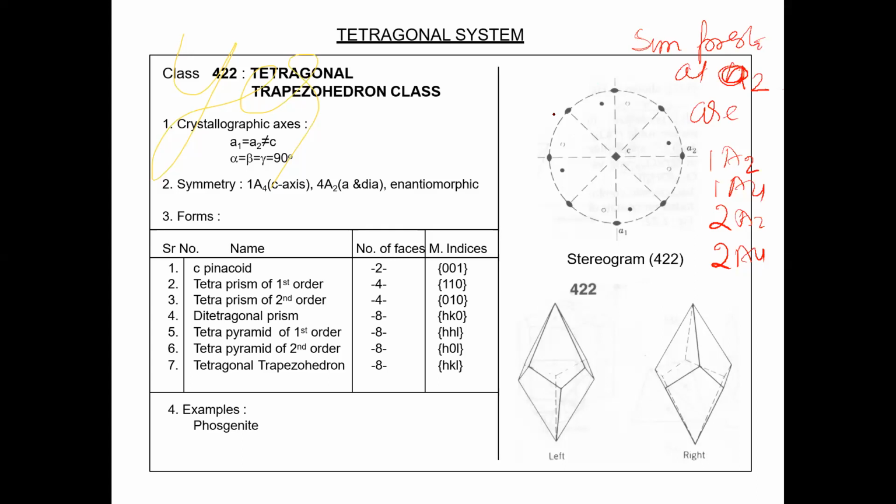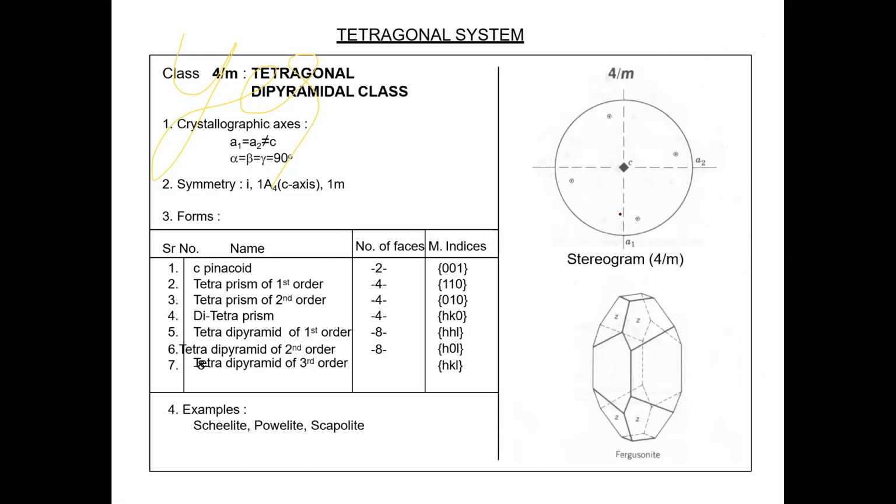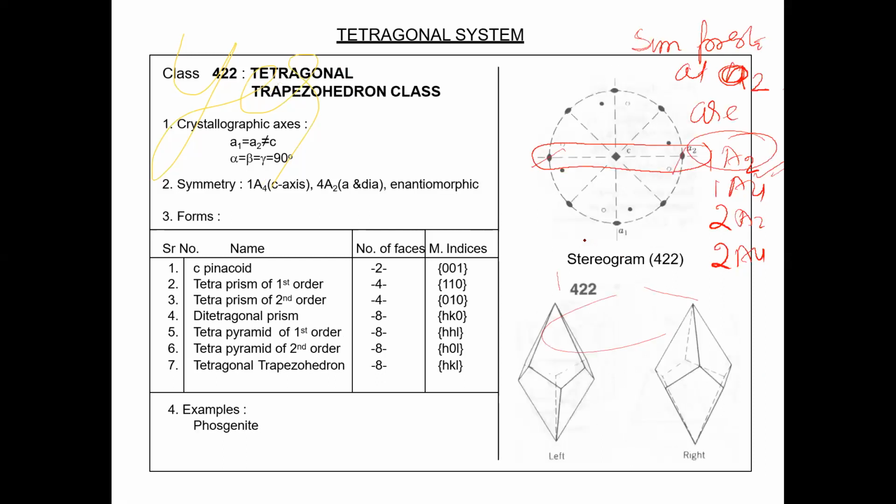What will be the answer? Only Upasana has given the answer. At the A2 axis, if you're looking here, what symmetry is there? So of course, half this is and half this is. So one axis of 2-fold symmetry is there only. Getting my point or not? So this is what you have to remember.